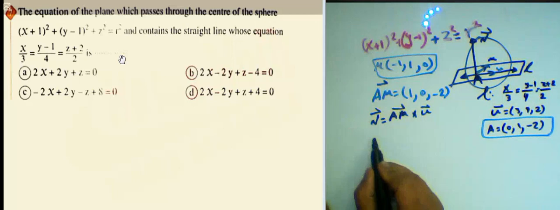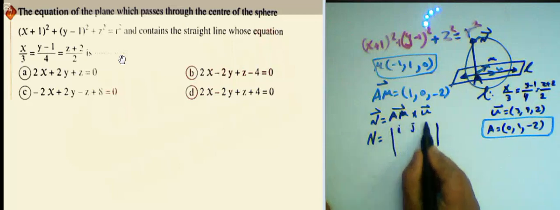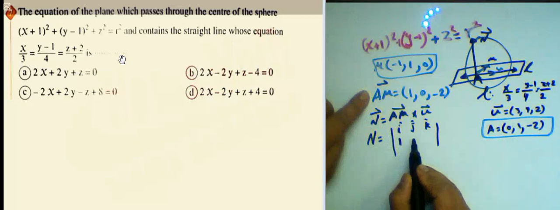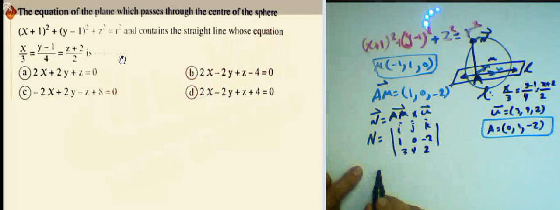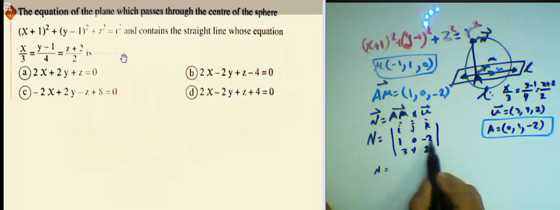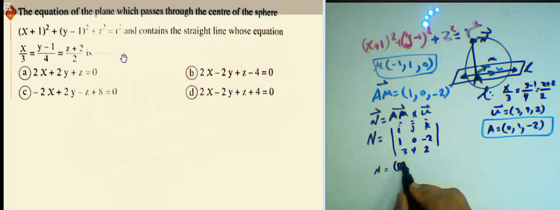Then we find the cross product of two vectors, using i, j and k. Write AM first: 1, 0 and negative 2, and vector u equal 3, 4 and 2. We can find the result by using a calculator, or by steps. Cancel i's row and column: 2, 0 times 0, negative 8, it will be 8. For j, cancel row and column, 2 subtract, it will be plus 6, it will be 8, and write negative outside, so negative 8. For k, cancel row and column, 1 times 4 equal 4, minus 0, it will be 4. Okay, we have found the vector n.